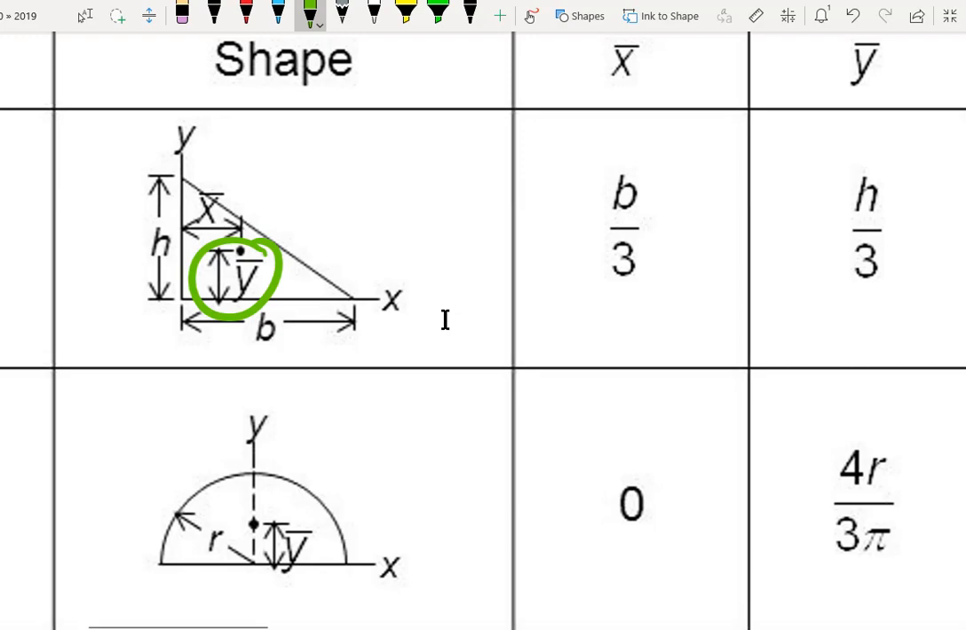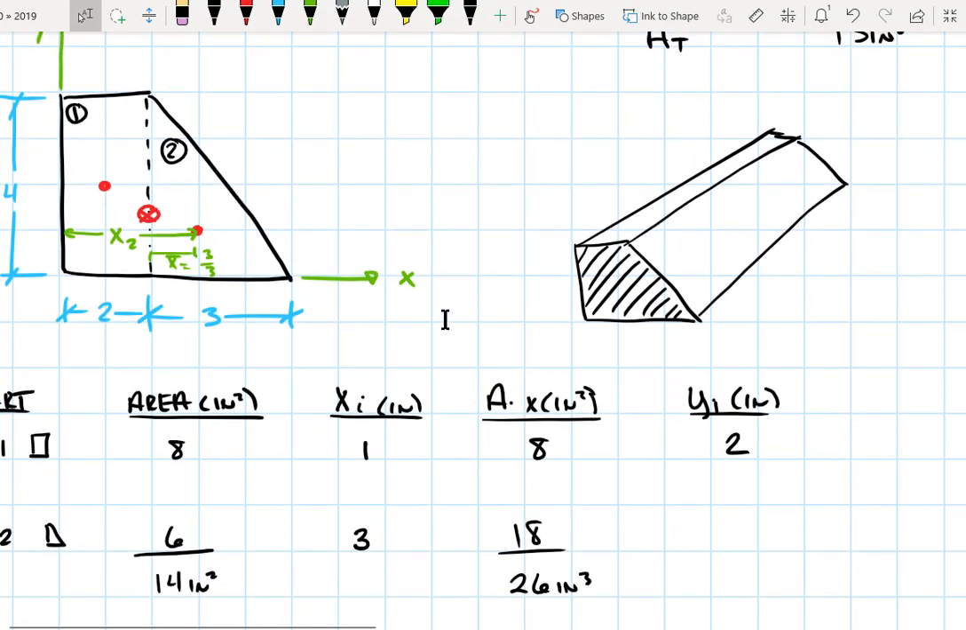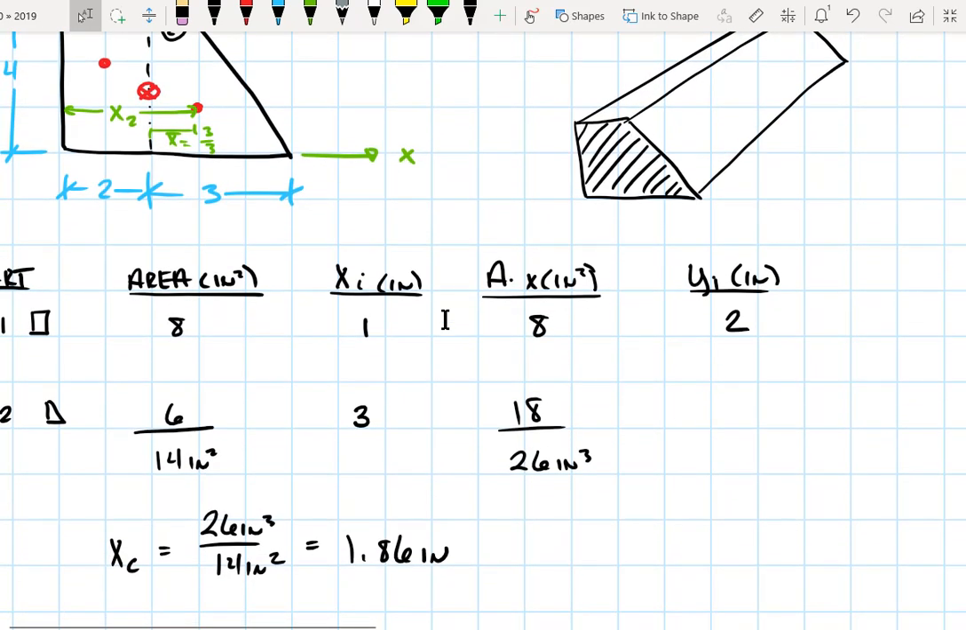So it turns out that for a triangle, the centroid is 1/3 of the base away and 1/3 of the height away from the larger end of the triangle. They're not always right angles, but from the larger end. So the height is 4, so that's not easy. I should have made that 6 or something, I guess, but I didn't. So 4/3.